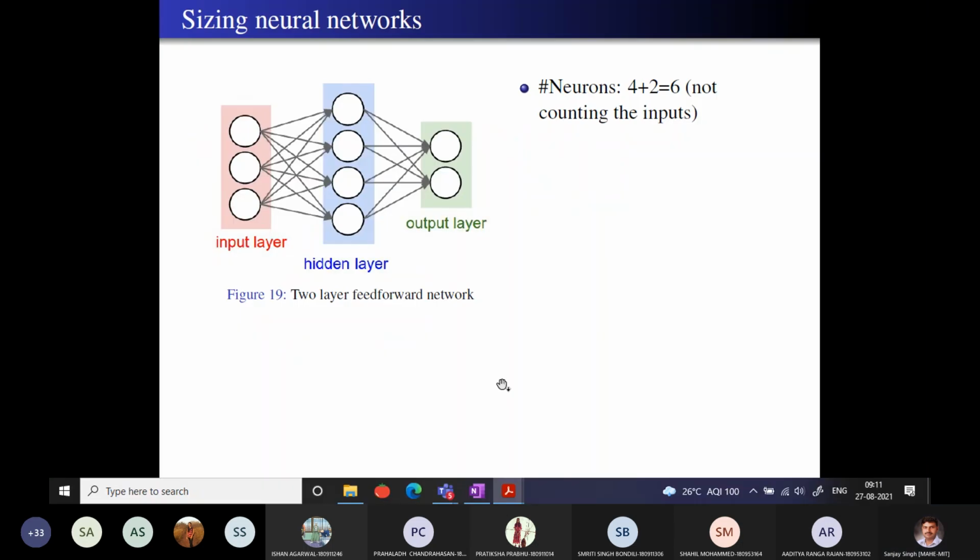So here we want to know how many learnable parameters there are. Learnable parameters in a neural network, so far you have seen. What are the learnable parameters? What are the learnable parameters over here? Any idea?